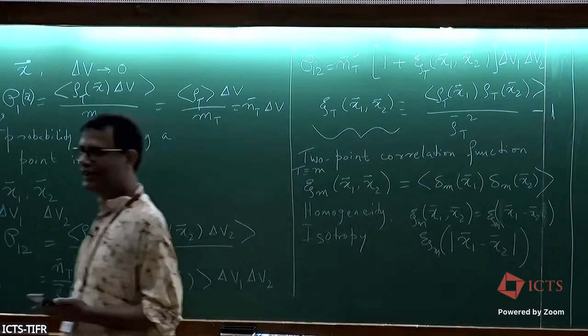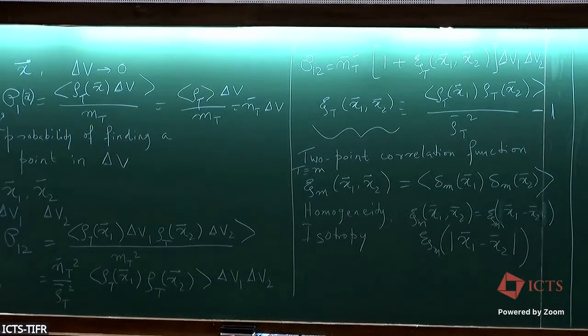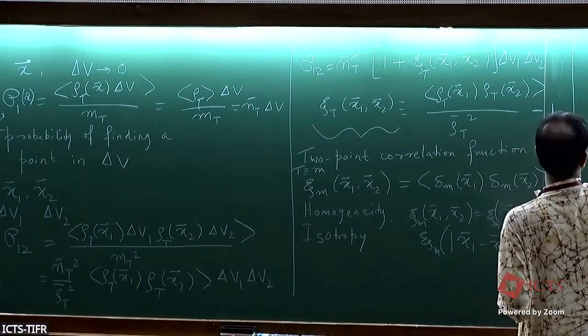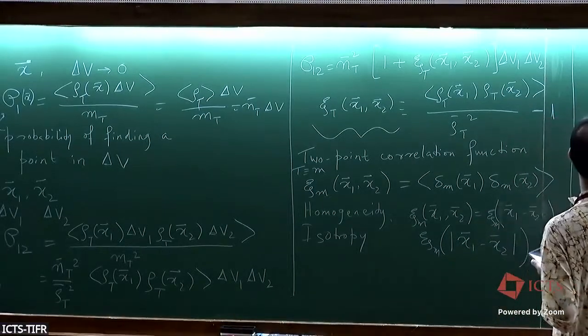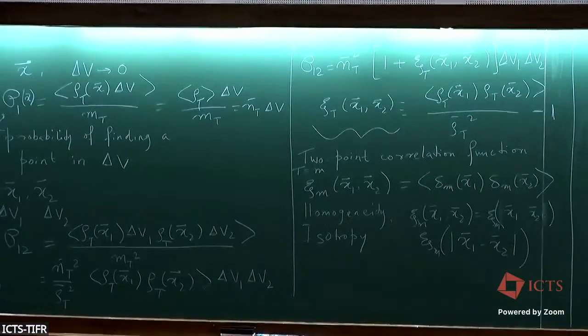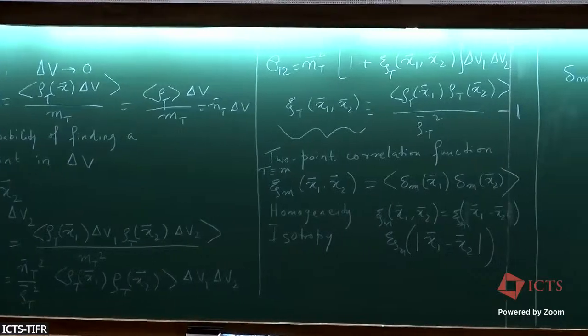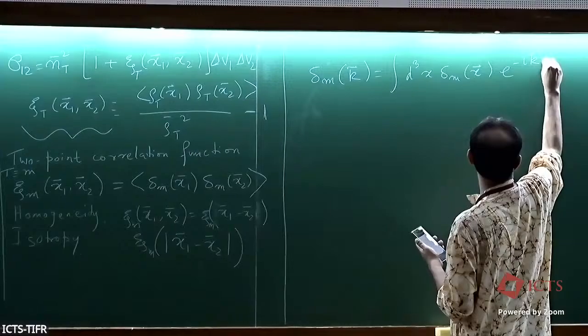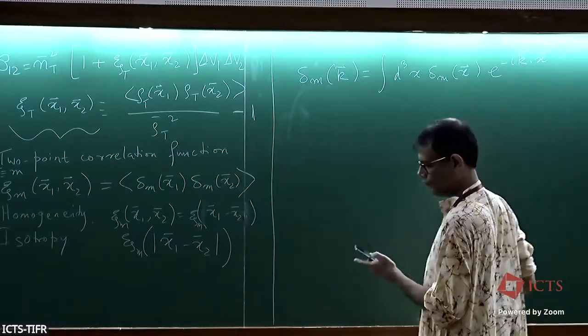Now, all this was happening in real space. In the last class, we said that going to Fourier space helps a lot. So let us look at that. What happens in Fourier space? We defined a quantity which is the density contrast in Fourier space.